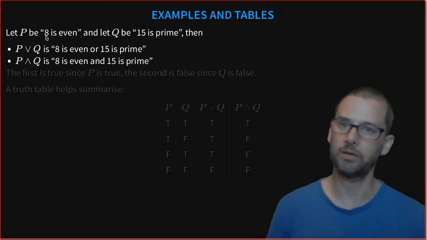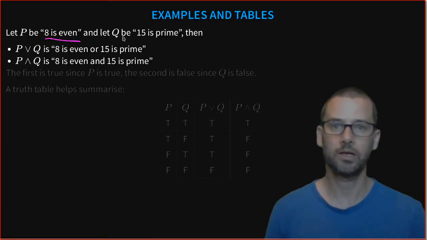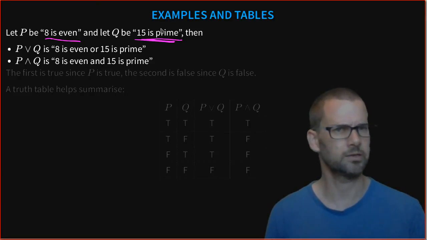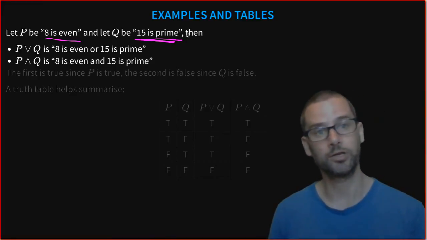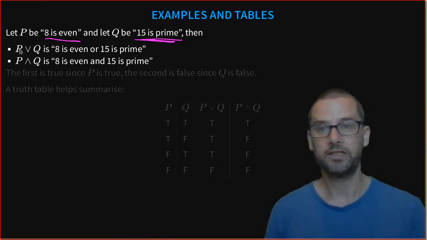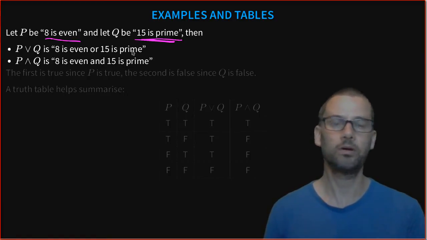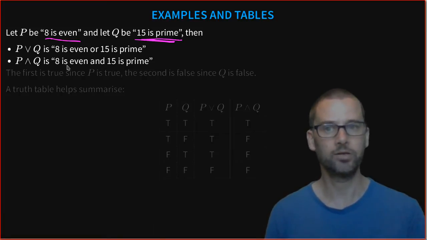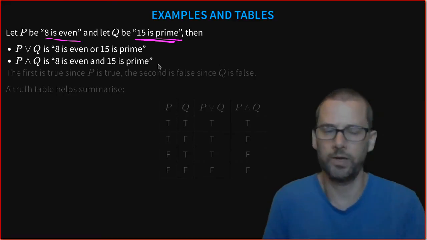So let's take two statements. P says 8 is even, there's one statement, and Q says 15 is prime. Now this one's true, and this one's false because 15 is 3 times 5, not prime. But we can still stick them together using the conjunction and disjunction. So the disjunction, P or Q, is the new statement, 8 is even or 15 is prime. The conjunction, P and Q, is just 8 is even and 15 is prime. There's no weird stuff going on here.